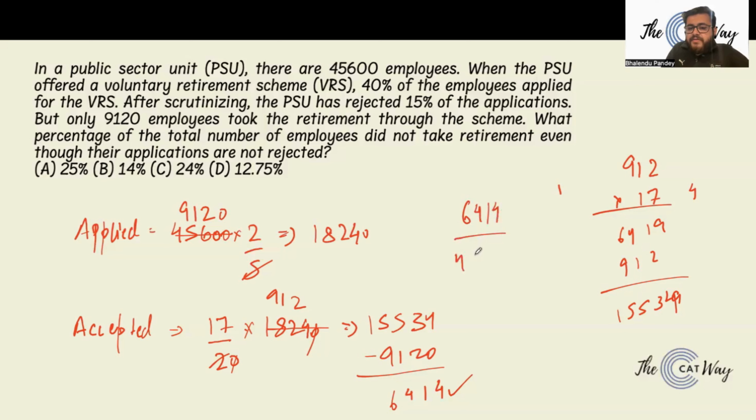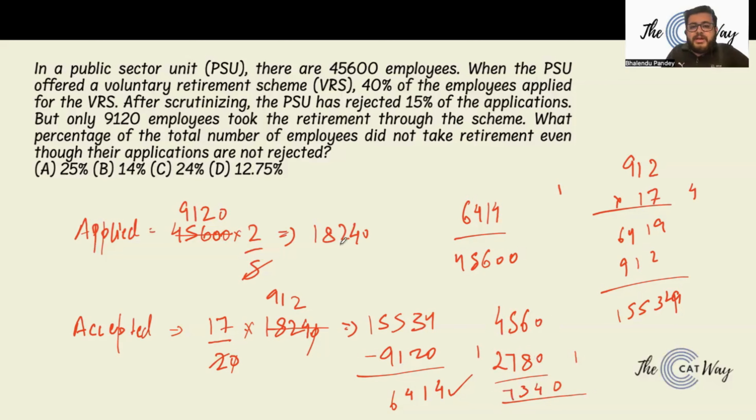6414 divided by 45,600. Correct? 10% is 4560, right? 5% is half of this, so 2780. That means how many? 0, 6, 8, 14, carry over 1, 7, 5, 12, 1, 13, carry over 1, 4, 2, 6, 1, 7.